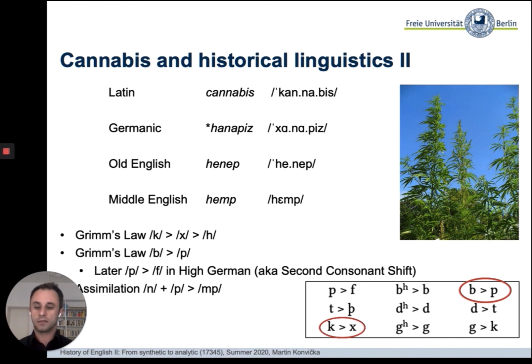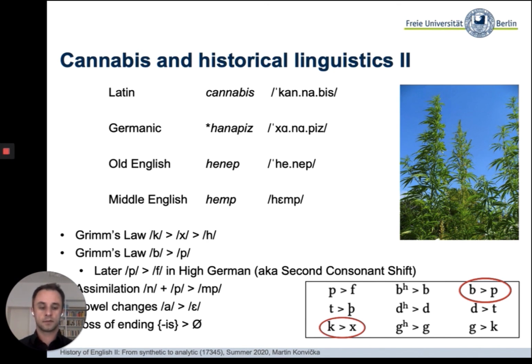Right, then we had the assimilation of N and P turns to mp, right? So hemp, because of the bilabial context. And we also see some vowel changes, so that the original A in cannabis changes to E in English. And what we also get, I'm sorry that you are not able to see the beginning of the words because of the video, but we also lose an ending. So the original Latin -is gets lost over time, and in English we have hemp.